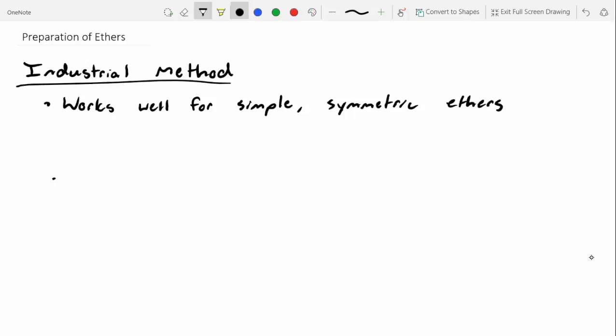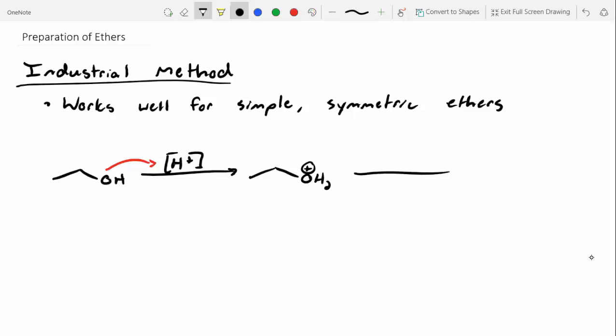So the reaction that's pretty common is you could take something like ethanol. You can treat it with a super strong acid, something like HI. And this alcohol will first get protonated. And then if you've got another equivalent of ethanol around, the second equivalent of ethanol can do an SN2 reaction, kick off our water.